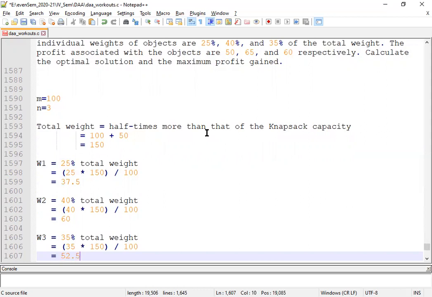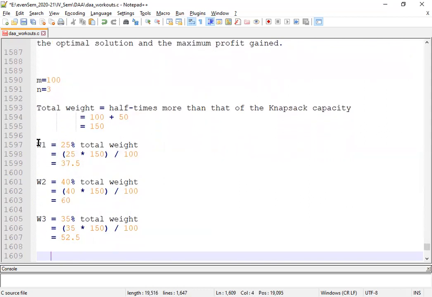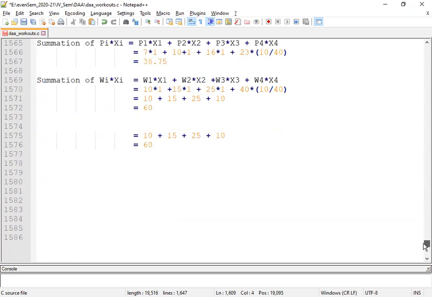Now we have computed the values of W1, W2, and W3 by first calculating the total weight. So now we have all the values: we know the knapsack size is 100, we have the weights of the individual objects, and we are also already given the profits.